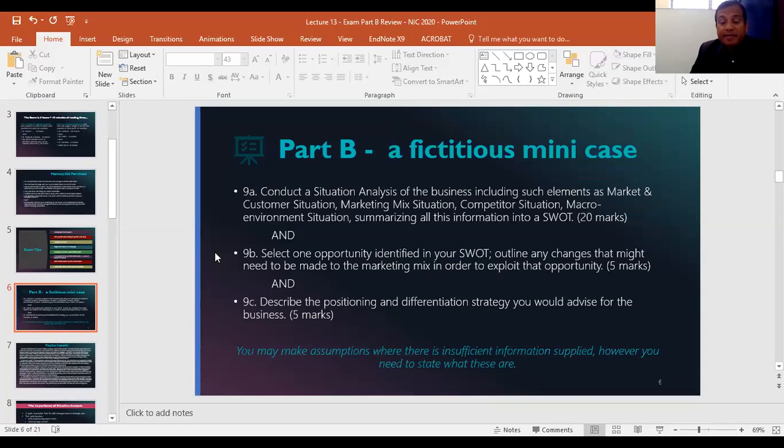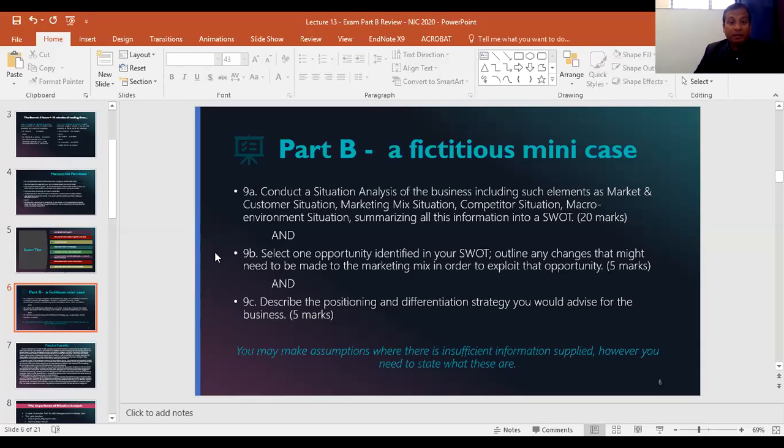So the part B, as I said, it's a mini case, and you will have 3 questions. I think I put it exactly here. All 3 questions are here in front of you. The case is not there with you now, but all 3 questions will be the same for part B. So part B, 9A, 9B, and 9C, you are supposed to attempt all 3 questions, all 3 parts. In total, it is 30 marks, 25 and 5.